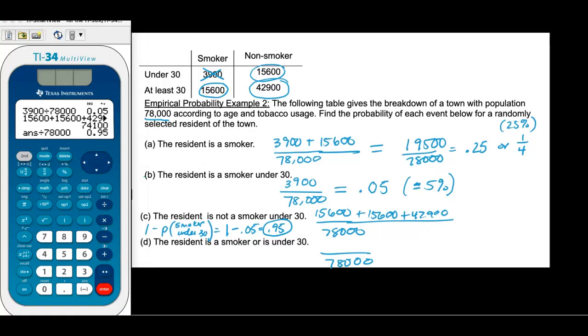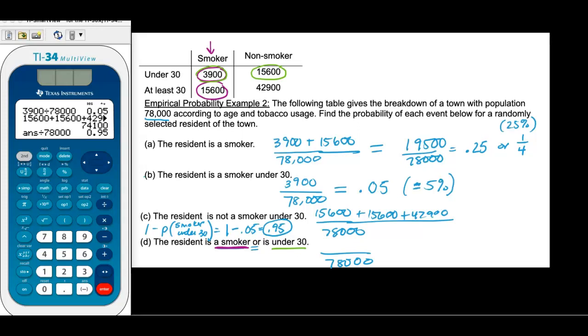And then lastly, what's the probability, and let me go ahead and just erase those, what's the probability that the resident is a smoker or is under 30? So when you see the word or, that means we have to count both. So let's go first and circle everything that represents a smoker. And actually, I'm going to use a different color so we can differentiate. So all the smokers, that would be the 3,900 and the 15,600. And then the numbers representing under 30 would be the 3,900 and the 15,600.